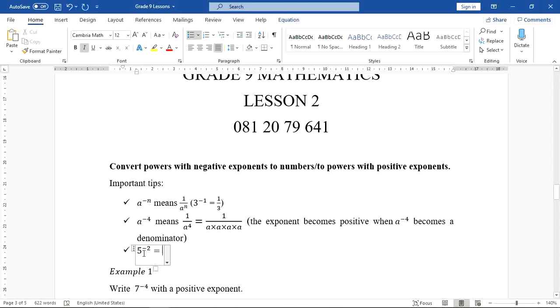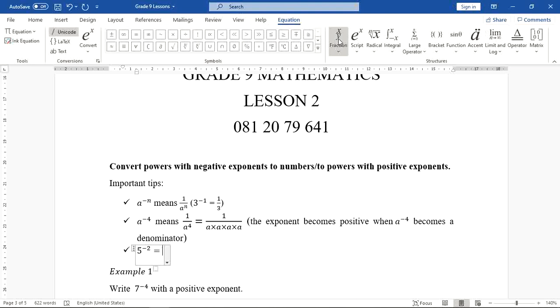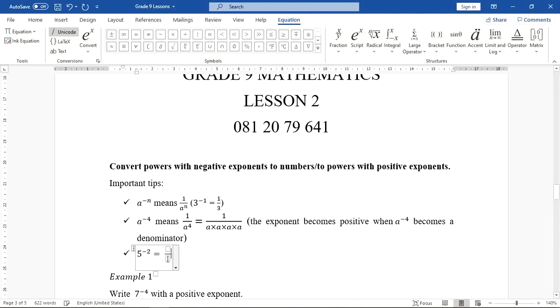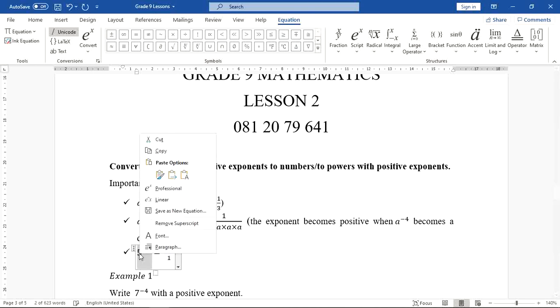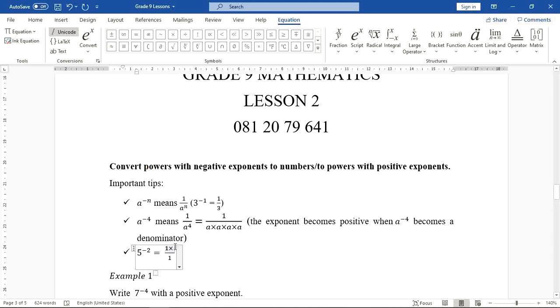If you really want to know that, I'll help you with this example here: 5 exponent negative 2. Now 5 exponent negative 2 can be written in this way. I have a fraction, with 1 on top, then 1 times 5 exponent negative 2. Now remember, the rule says the exponent becomes positive when it becomes a denominator. So now it is a numerator, but if you bring it down, then the exponent becomes positive.